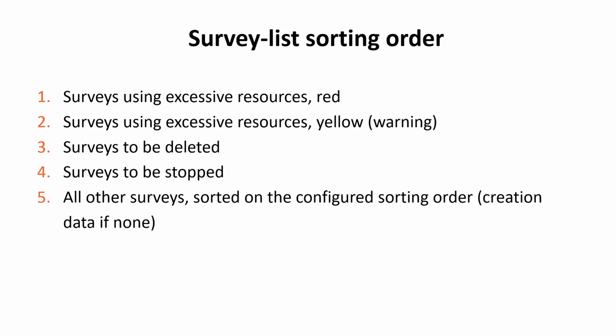Second priority in showing those surveys are the surveys that are using excessive resources, but are yellow, which means a warning. They are close to a threshold, but they have not exceeded that threshold yet. Then we will show the surveys that have the pill to be deleted, and then the surveys that have the pill to be stopped. And then finally, we show all other surveys sorted on the configured sorting order. If you have none configured, it is the creation date, starting with the newest one on top.